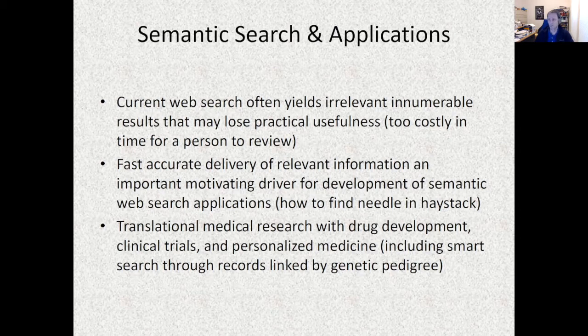And are we going to be able to achieve our stated goals in our application to pharmacogenomic molecular imaging, where we even look through family records that are linked by genetic pedigree? These remain very challenging problems.